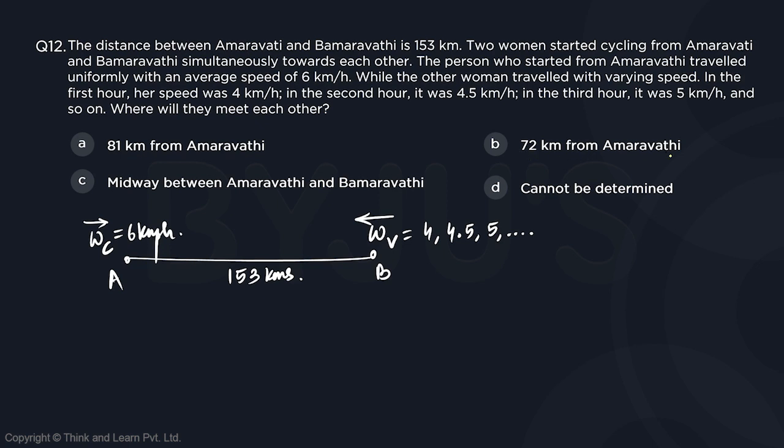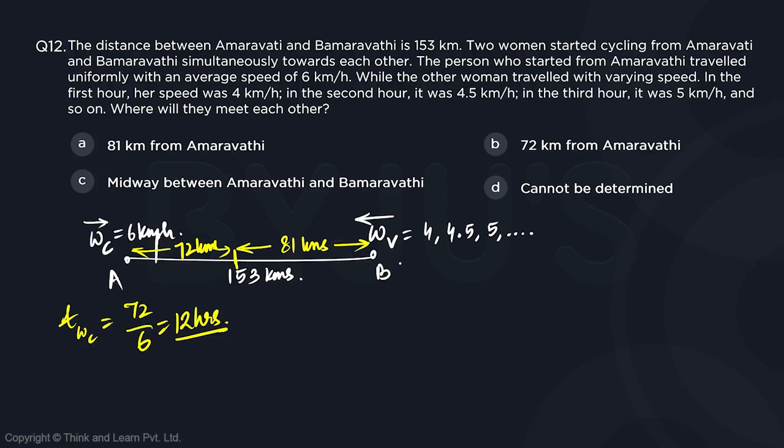Option B says 72 kilometers from Amravati. So out of 153, less than half of that is 72. If WC has covered 72 kilometers, the time that WC is going to take is 72 upon 6, which is going to be 12 hours. So that means WV should have also taken 12 hours to cover the remaining distance. Now the remaining distance will be 153 minus 72. That is going to be 81 kilometers.